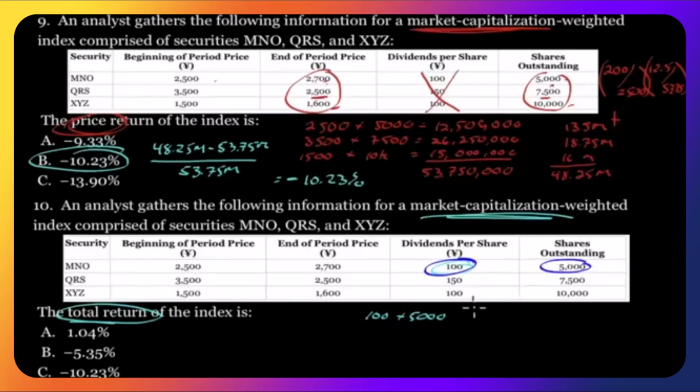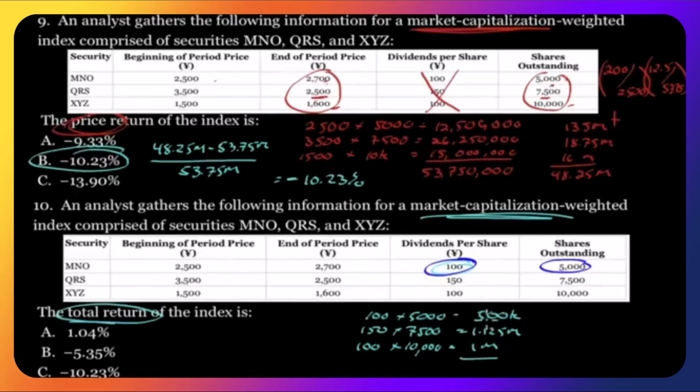And that gives me 500,000. 100 times, yep, 500,000. I got lost there for a second. Then 150 times 7,500 will give me 1.125 million. And I have 100 times 10,000, which will give me 1 million.